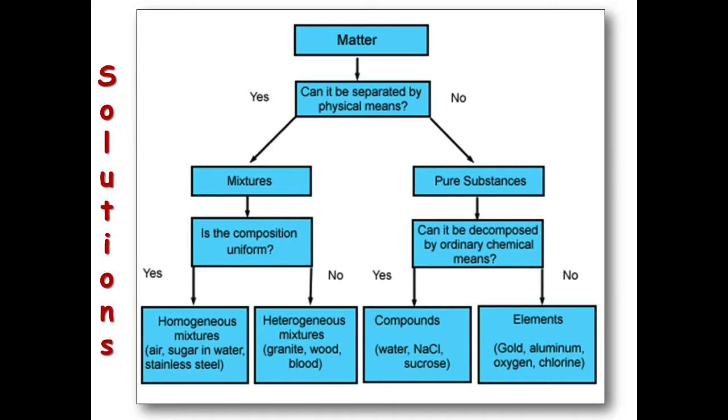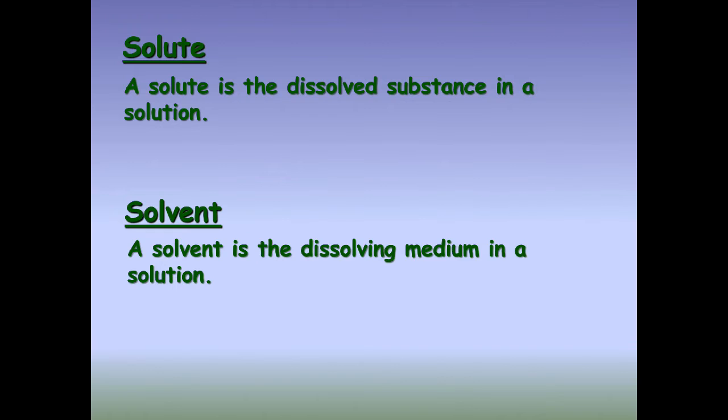When we look at the classification of matter, we can see that solutions fall under mixtures, and they are homogeneous mixtures in which everything looks the same. Now, a solution has two parts to it. The first part is a solute. The solute is what is dissolved into the solution.